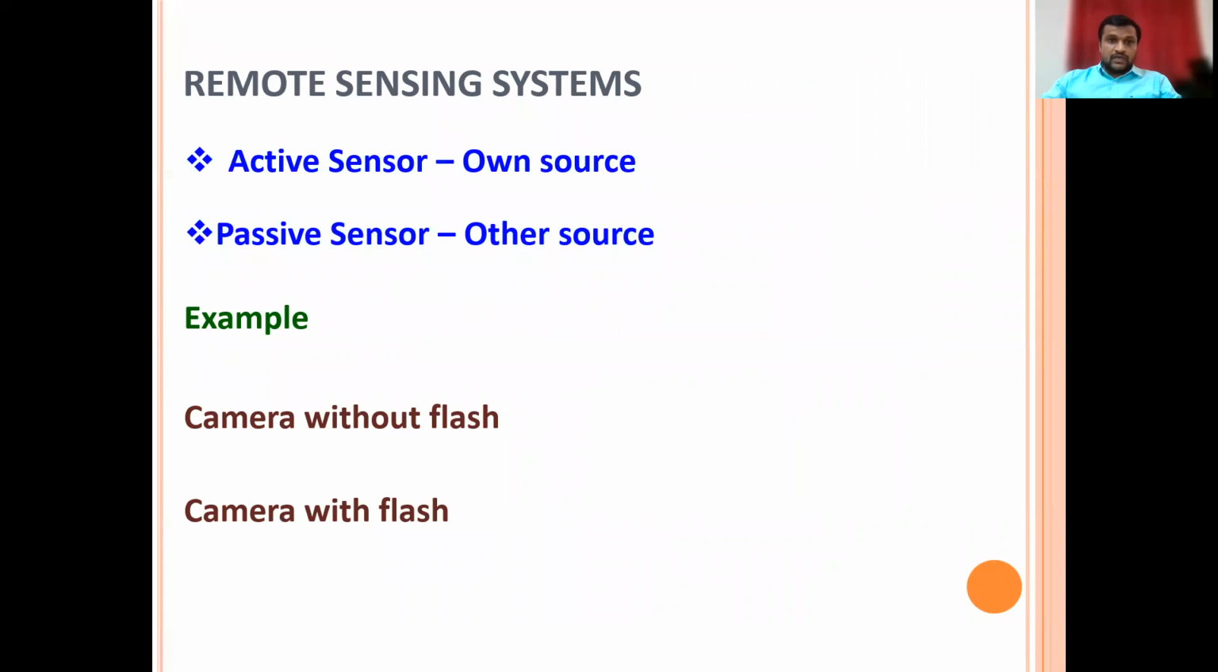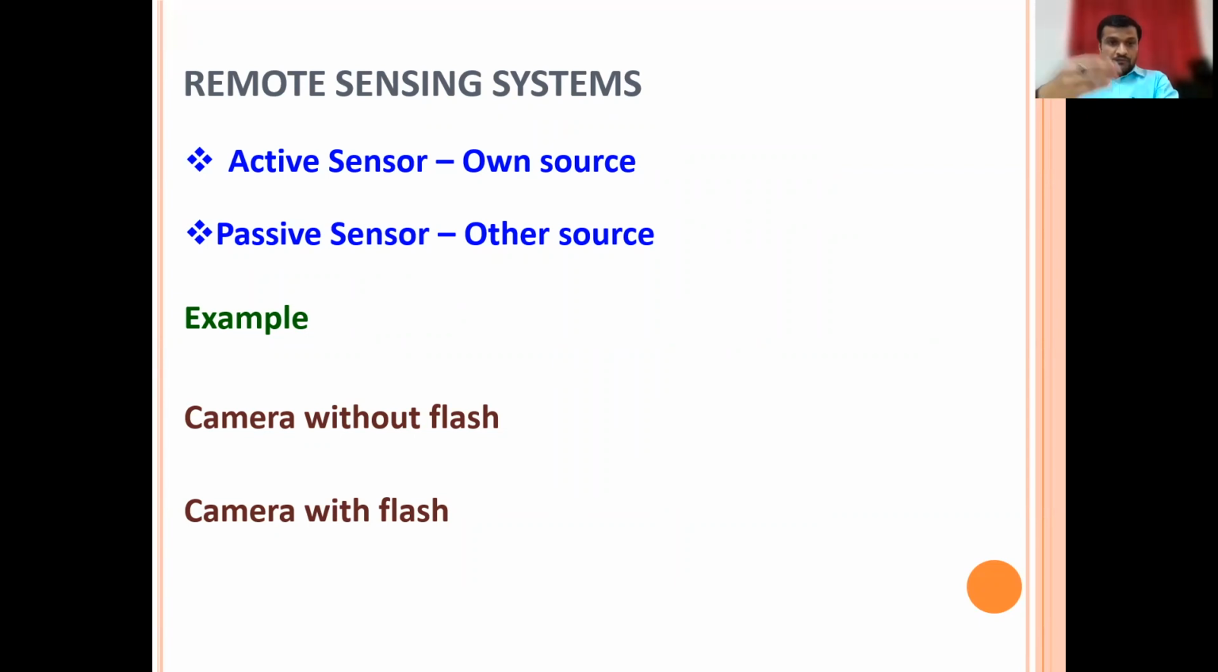Remote sensing works in two different modes. There are two different remote sensing systems. The first one is the active sensor, the second one is the passive sensor. In an active sensor, the sensor uses its own source of energy. But in the case of a passive sensor, generally called optical remote sensing, the sensor uses the natural source of energy that is coming from the sun. So remote sensing works in two different modes: first the active sensor, second the passive sensor.